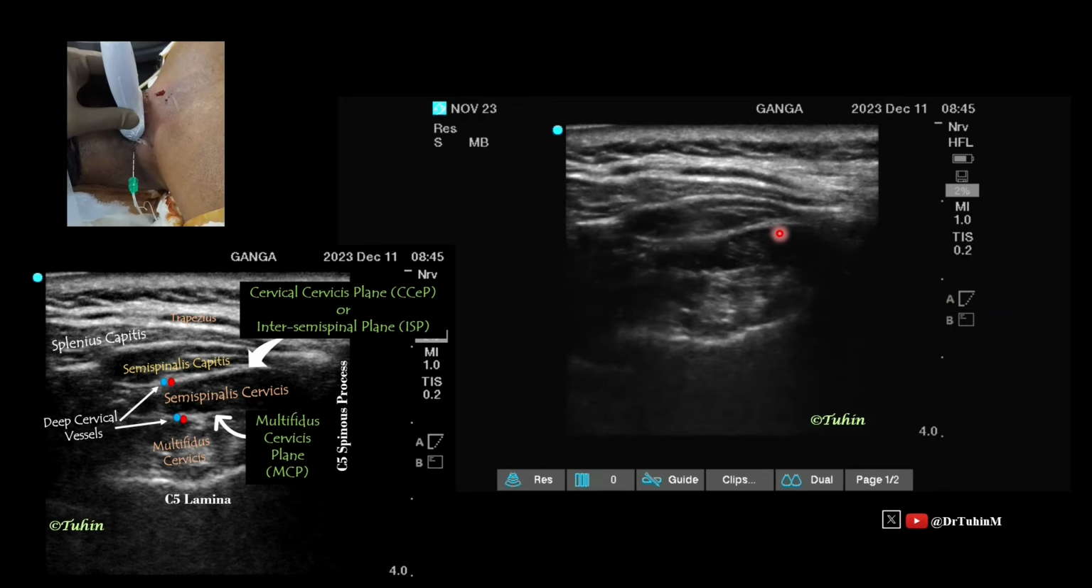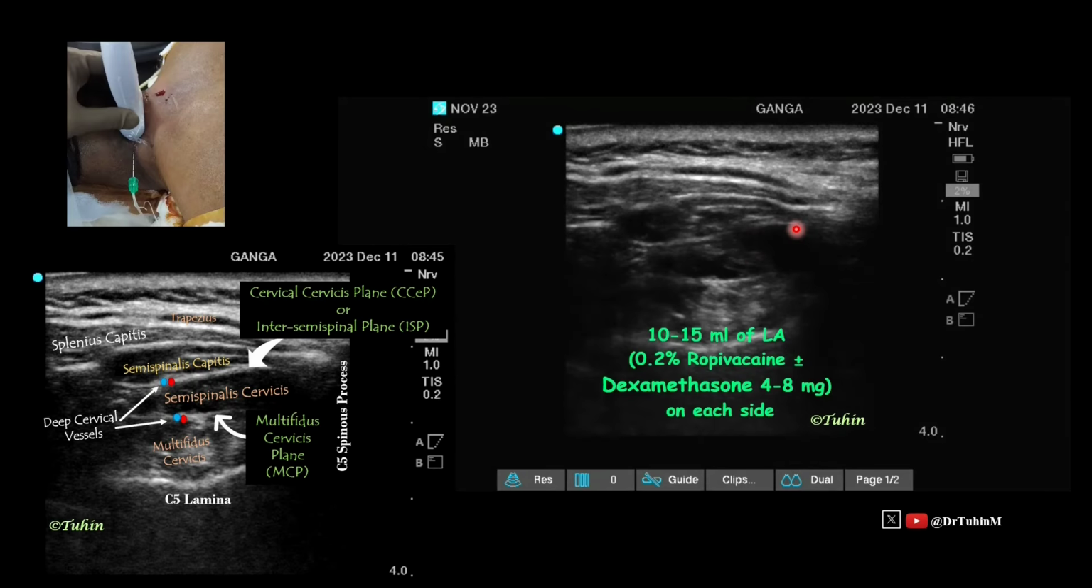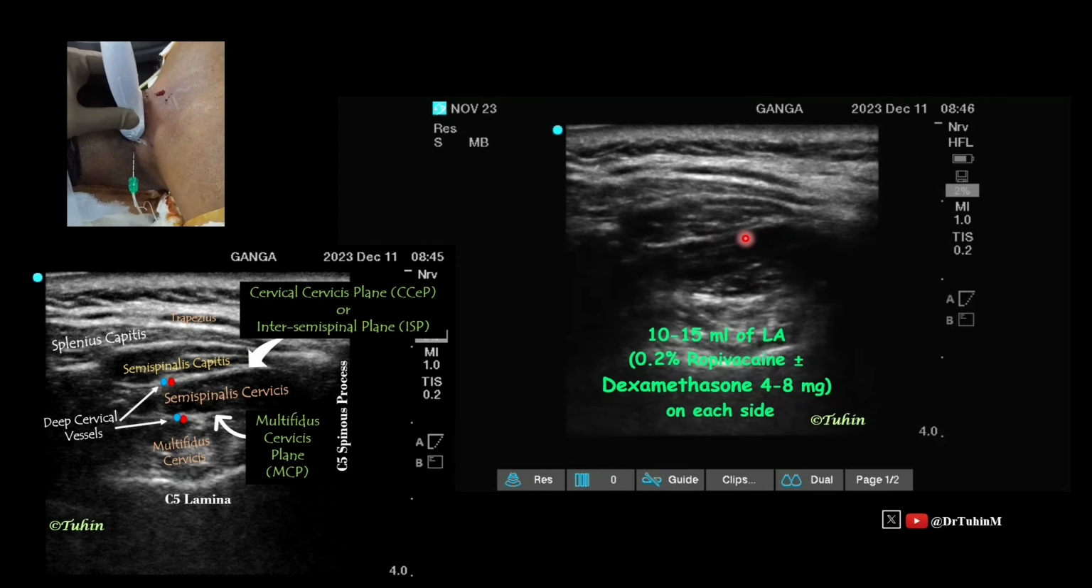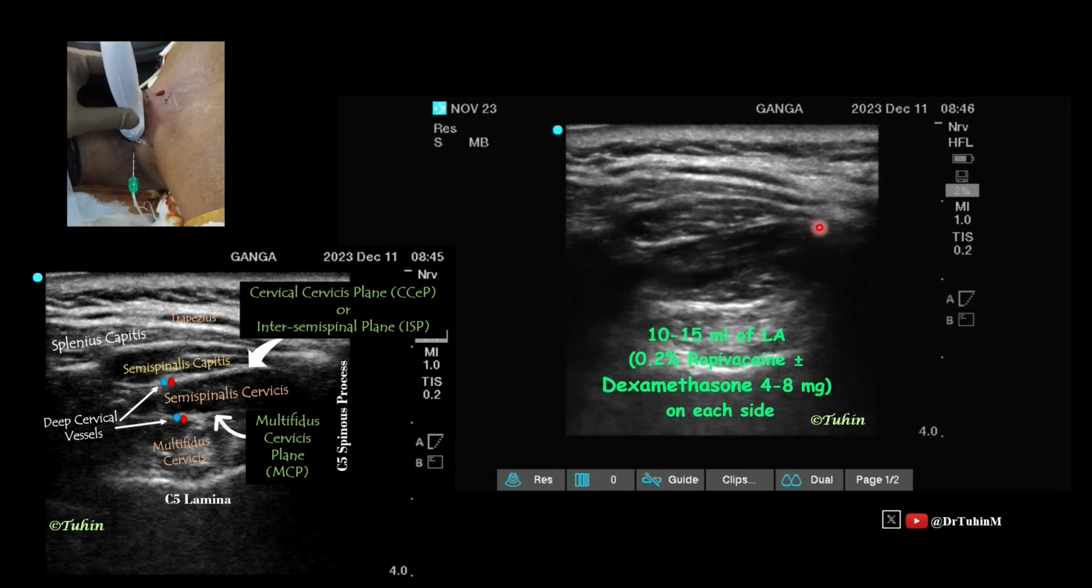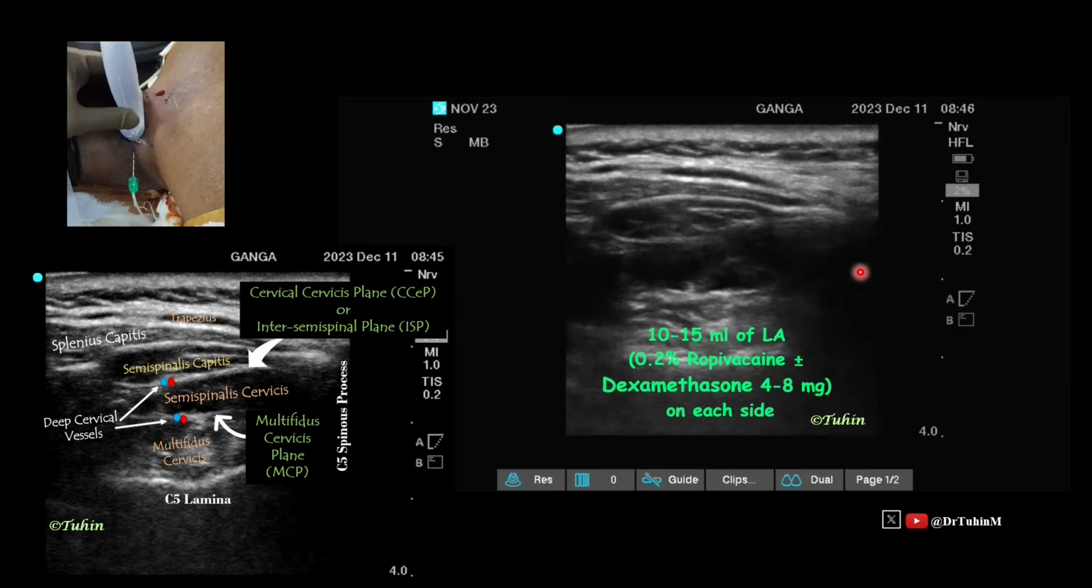Please remember, always check with the color Doppler, because sometimes the deep cervical vessels can also travel in this plane. What is our target area? Between the capitis and the cervicis semispinalis. So here deposit at least 10 to 15 mL of drug, which usually covers the C3 to C7 area, which is adequate for cervical instrumentation at that level.